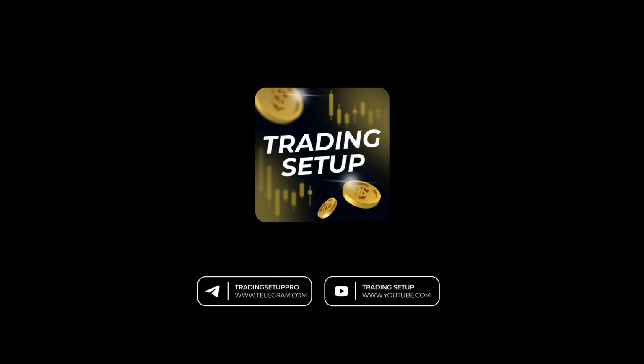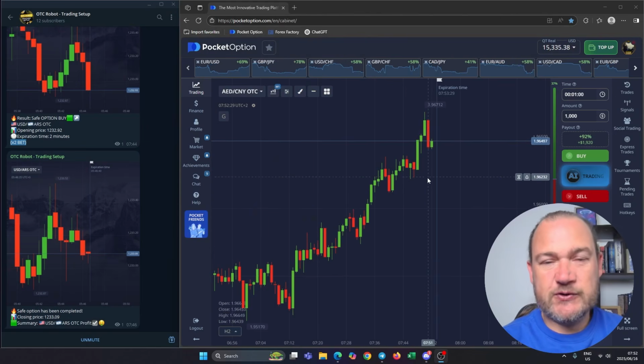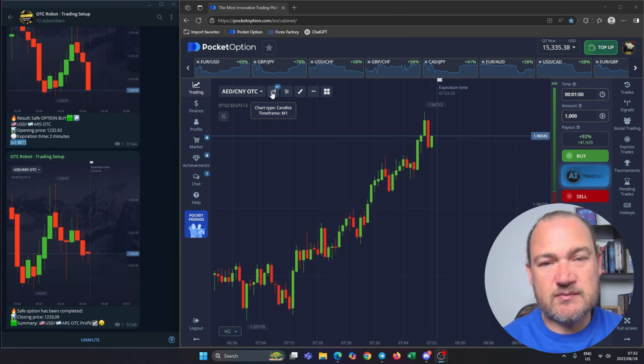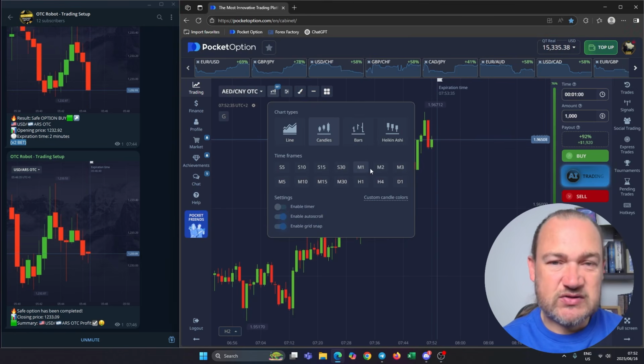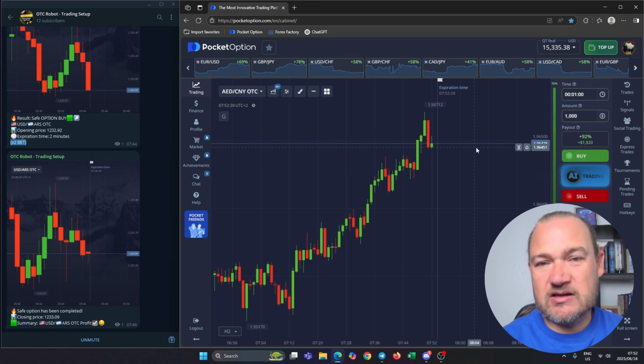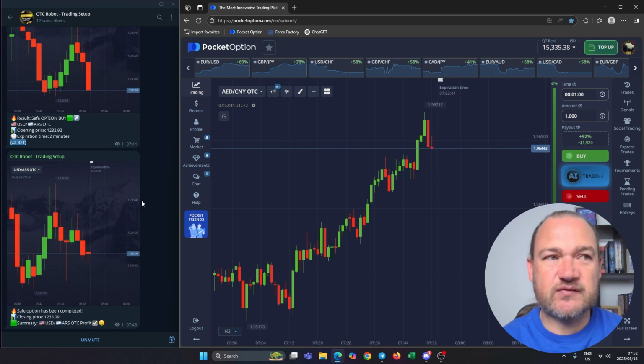Now let's head over to the platform and put this to the test. So the way we're going to do this today is we're going to have our platform open and we won't be adding any indicators to the charts. It also doesn't matter what time frame your chart is set to. We're just going to leave it as a blank chart, and on the left hand side we're going to have the bot channel open and we're going to wait for signals from the bot.